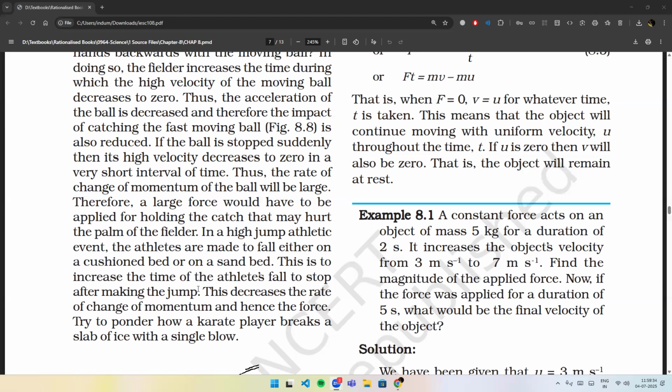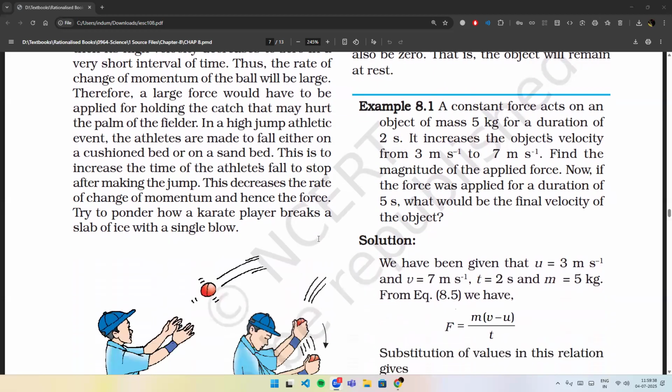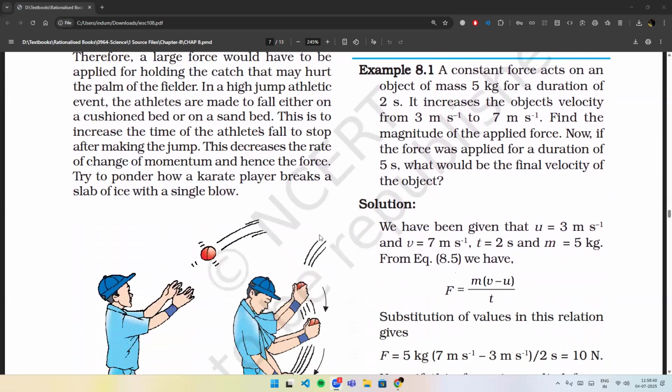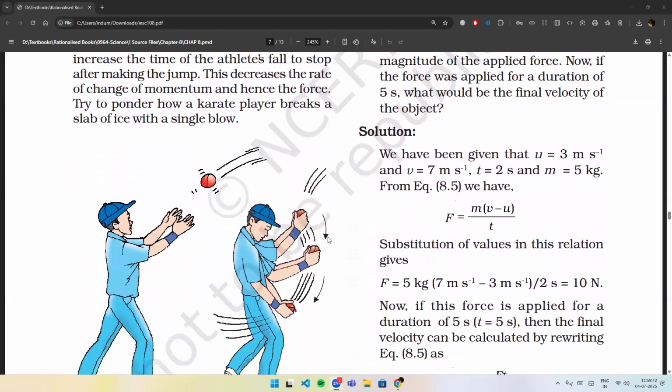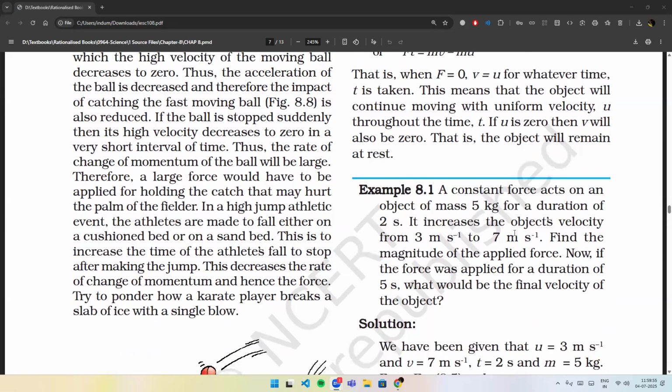In a high jump athletic event, the athletes are made to fall either on a cushioned bed or on a sand bed. This is to increase the time of the athlete's fall to stop after making the jump. This decreases the rate of change of momentum and hence the force. Try to ponder how a karate player breaks a slab of ice with a single blow.